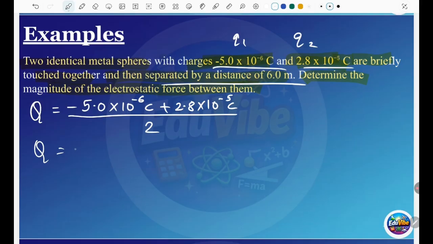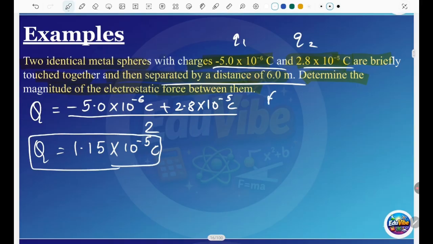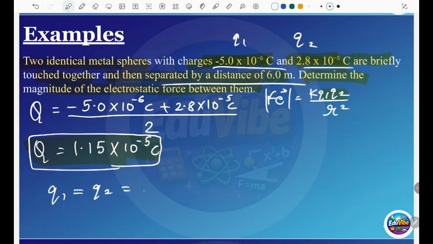When we divide this by 2, we get about 1.15 times 10 raised to power negative 5 coulombs. So this is your Q, and Q1 and Q2 are both equal to this. When Q1 is equal to Q2, we do Q square. So instead of writing Q1 Q2, we get Q square, which is the same thing.